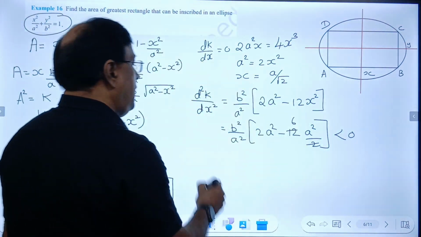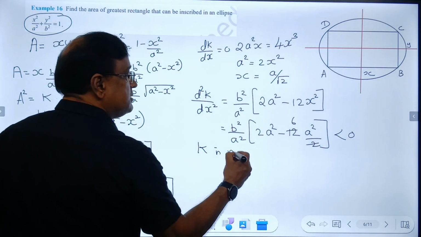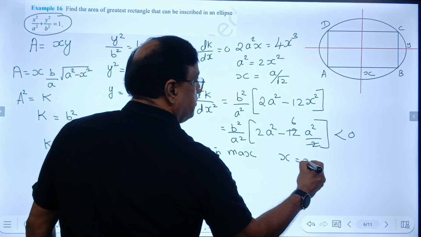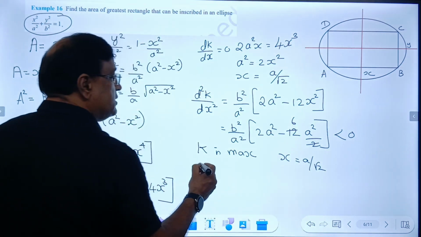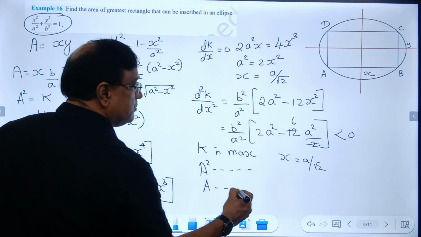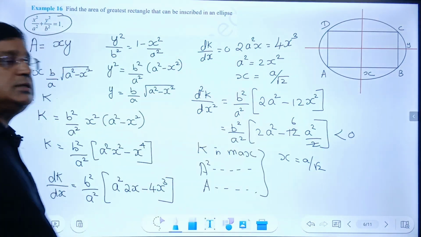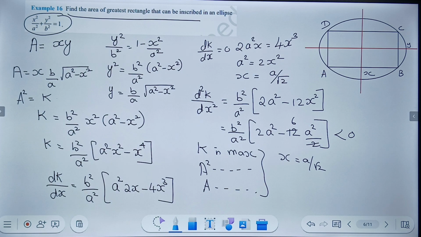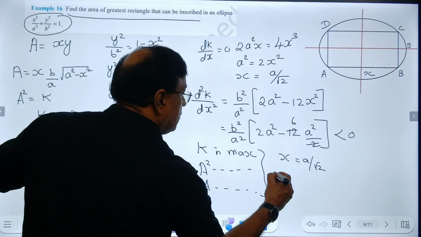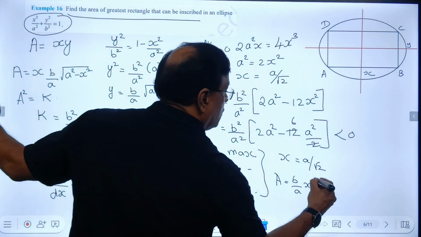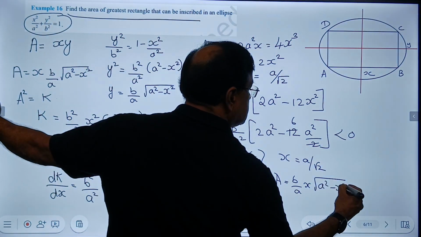So k is maximum. When is it maximum? When x is a by root 2. If k is maximum, what is maximum? A square is maximum. If A square is maximum, A is maximum when x is a by root 2. But he wants me to find the maximum area. Now how do I find the maximum area? You can substitute here. So A equal to b by a x into root of a square minus x square.